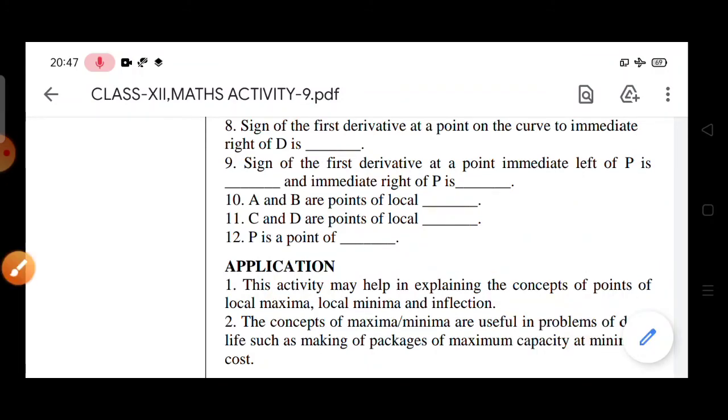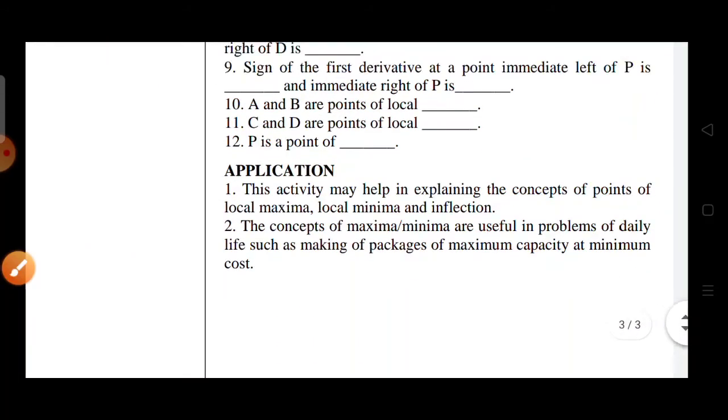Clear? Now the last part is the application part. This activity may help in explaining the concepts of points of local maxima, local minima and inflection. Secondly, this concept of maxima or minima is useful in problems of daily life, such as making packages of maximum capacity at minimum cost.